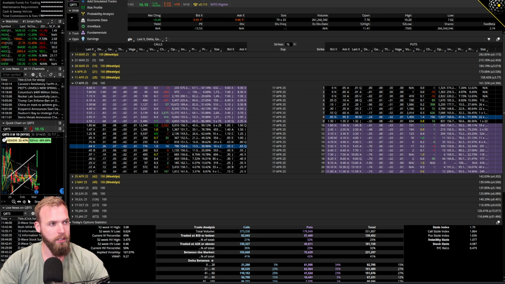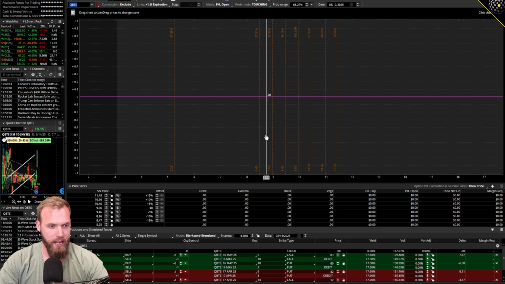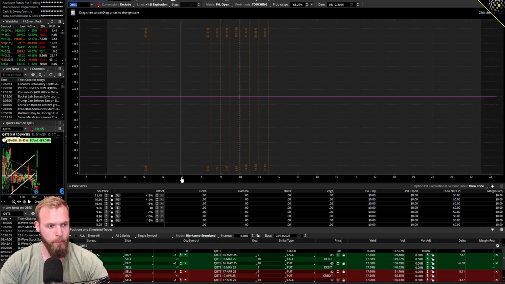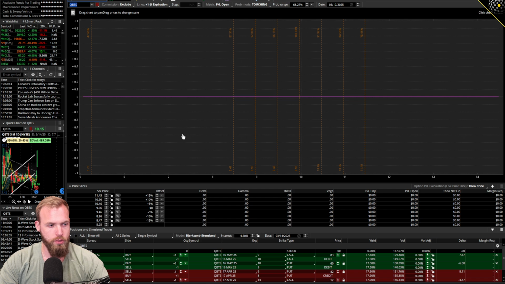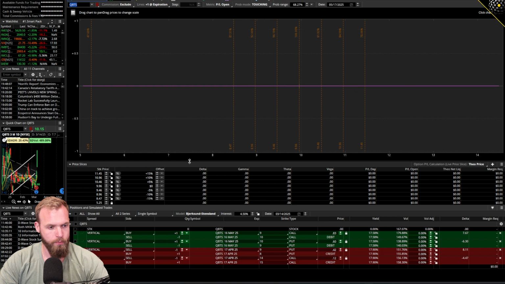If we take a look at QBTS, just because it's something random that I have up, and let's zoom this in just a little bit so that we can take a look at this together. Now, if we take a look at these handful of different vertical spreads down here, you'll notice that I have some in 16 May and 17 April, and you notice that the 16 May are ones that we're purchasing to open, and the ones out in 17 April are ones that we're selling to open. You'll understand why in a little bit.